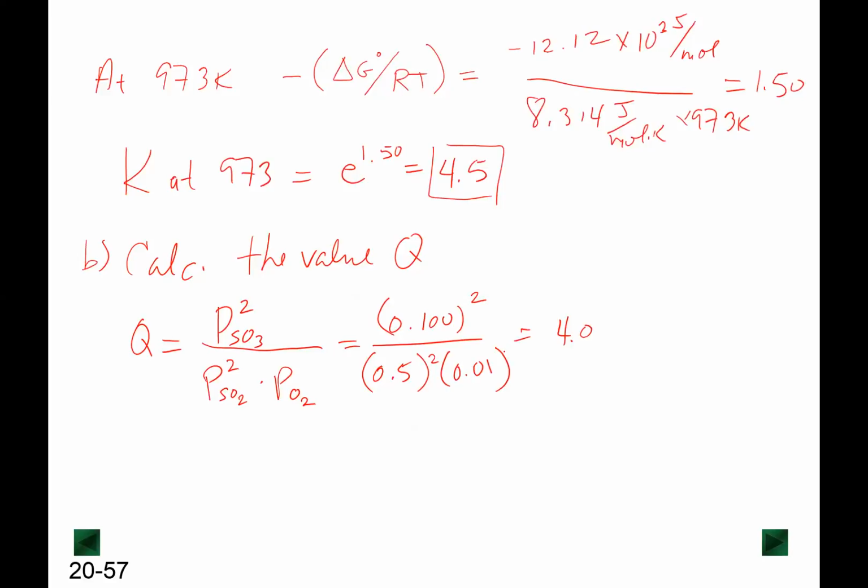Now, what we see then is Q is less than K at 298, and it's less than K at 973. So it's less than both of them. So the reaction will go to the right, or will go forward.